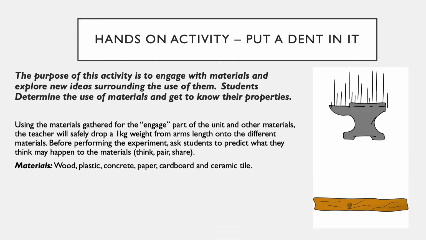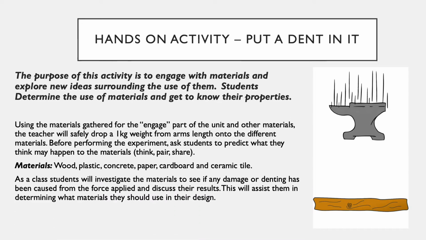So the teacher will gather different materials such as wood, plastic, concrete, paper, cardboard, ceramic tile, and the teacher will drop a 1 kilo weight from arm's length onto the materials. Before the experiment, students will predict what they think might happen to the materials. As a class, they'll investigate the materials to see if any damage or denting has been caused from the force applied, and discuss their results.